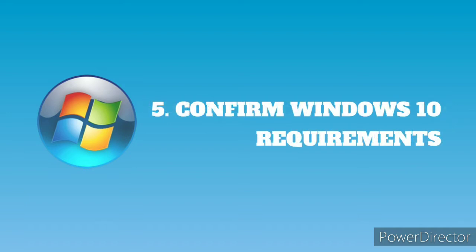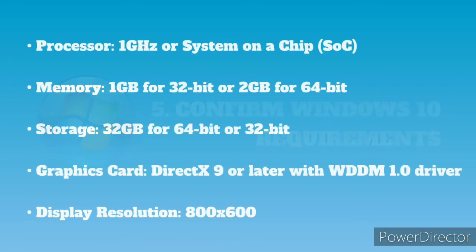The 5th thing we need to do is to confirm Windows 10 requirements. Here are the Windows requirements we need to know. For the processor, 1 GHz or system on chip. For the memory, 1 gig for 32-bit or 2 gig for 64-bit. For the storage, 32 gig for 64-bit or 32-bit. For graphic card, DirectX 9 or later with WDDM 1.0 driver. For display resolutions, 800 by 600.